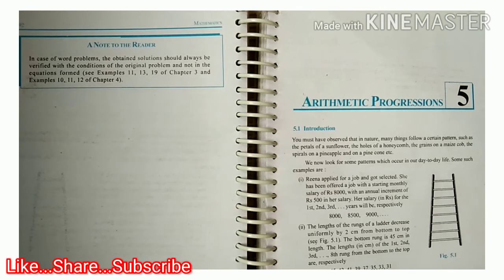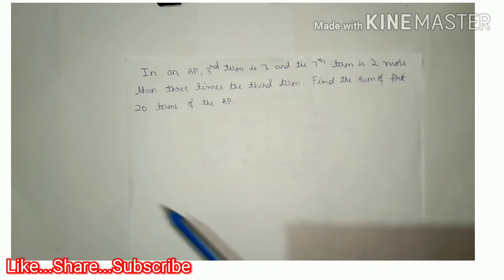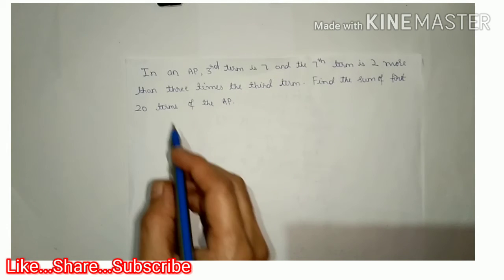Hi all, let us continue with the 10th standard maths arithmetic progressions. First example: in an AP, the third term is 7 and the seventh term is 2 more than 3 times the third term. Find the sum of first 20 terms of the AP.